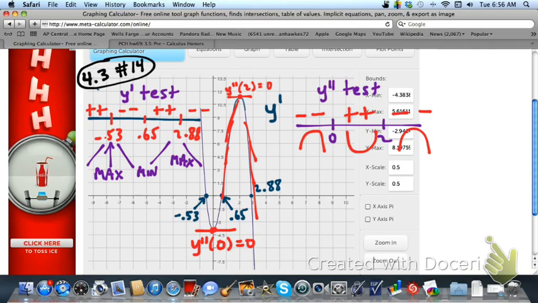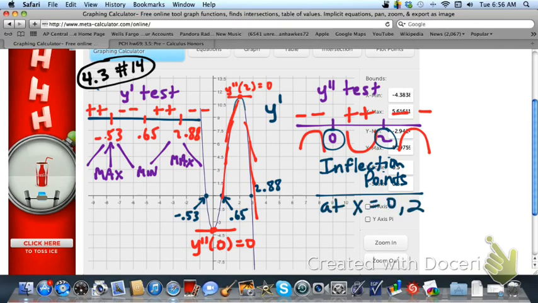And then that means that the inflection points, let's see what color I can use here, would be right here, because y is defined at 0 and 2, and y double prime changes sign at 0 and 2. So we have x equals 0 and x equals 2. So those are the two inflection points. So we have concave up, concave down, increasing, decreasing, maxes and mins, and that is how you do it.